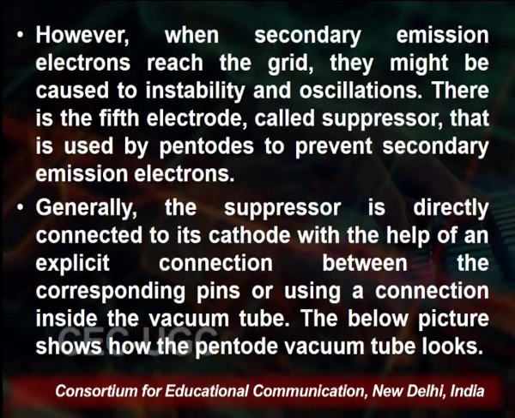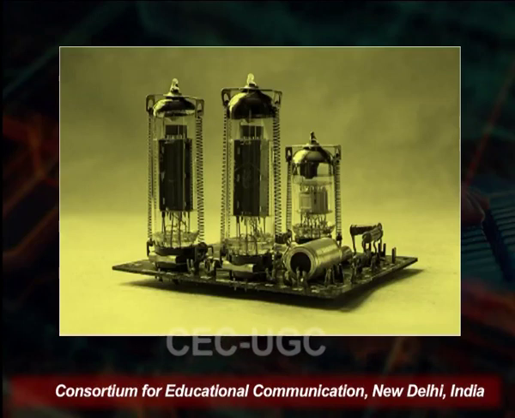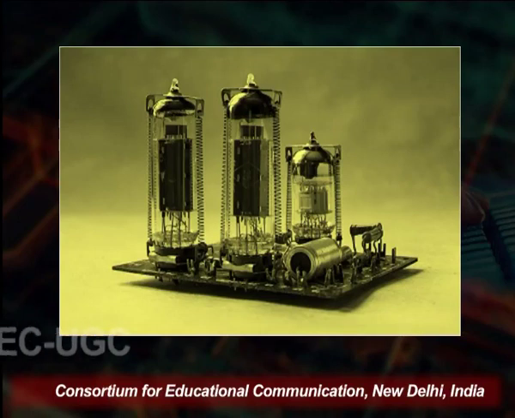Generally, the suppressor is directly connected to the cathode, with an explicit connection between the corresponding pins or a connection inside the vacuum tube, and this is used to prevent the generation of secondary electrons at the anode. So, we can have this type of vacuum tube. These are the pentodes. This is one type of vacuum tube.